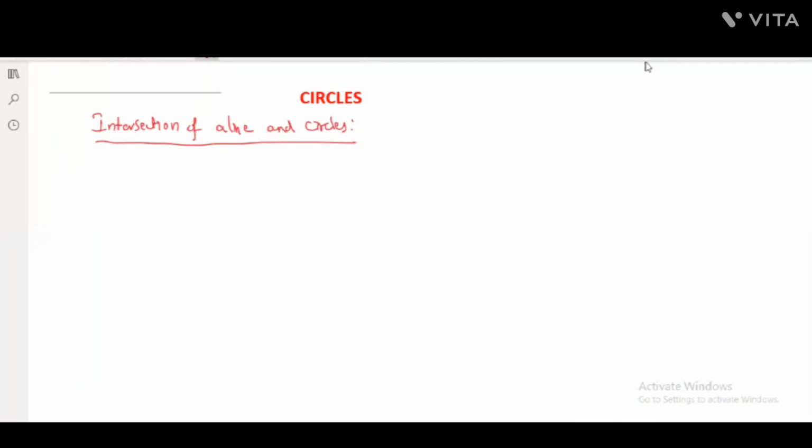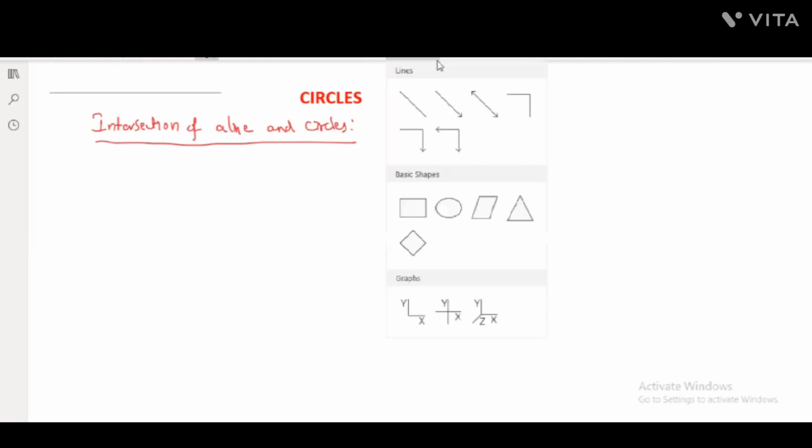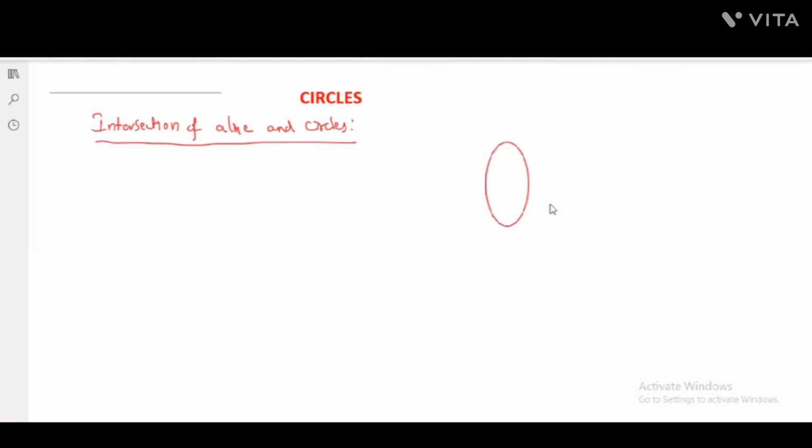Hello everyone. Today we are going to discuss the circles chapter from IIT. In that, the subtopic is the intersection of a line and a circle. Let's see, this is a circle.